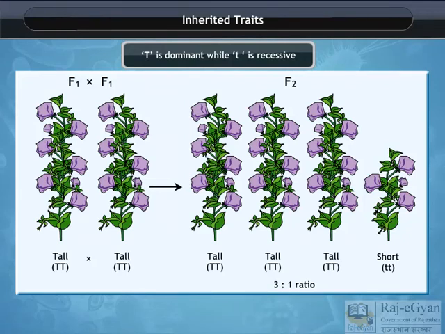This indicates that both the tallness and shortness traits were inherited in the F1 plants, but only the tallness trait was expressed.